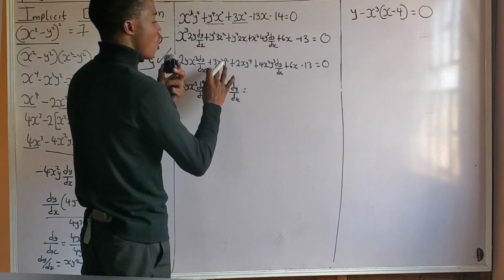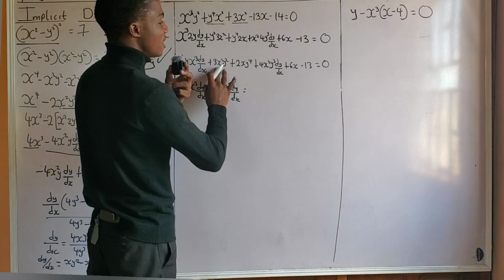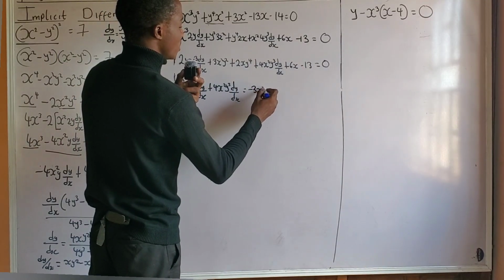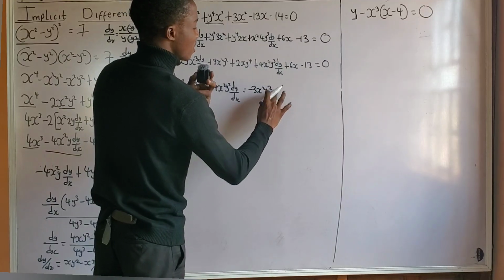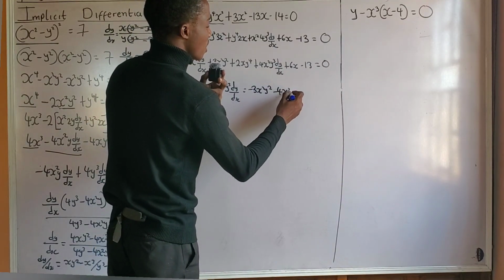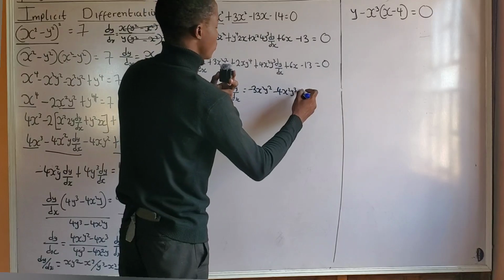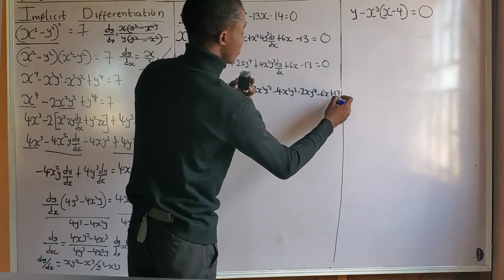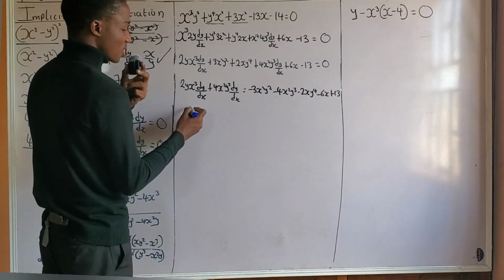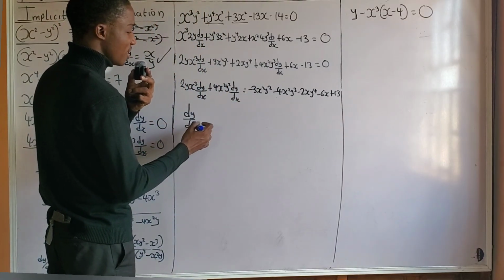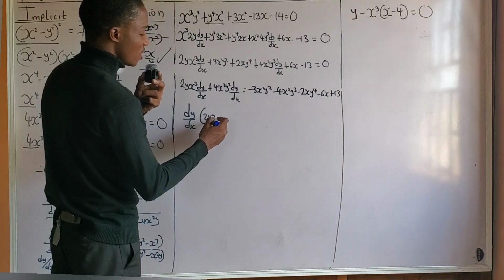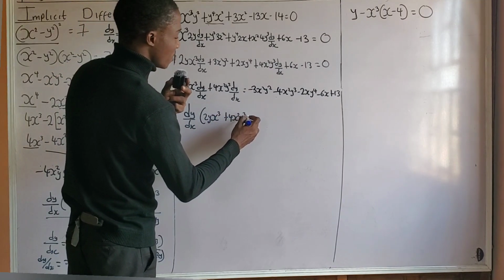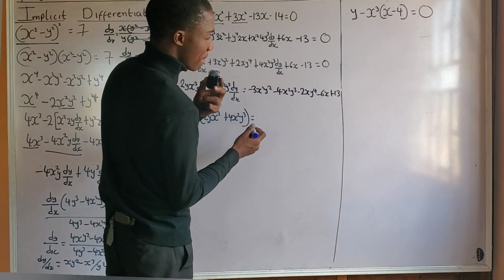This will be equal to, now all this, move it to the right hand side of the equation. I'm going to have negative 3x squared y squared minus 4x squared y raised to the power of 3 minus 2xy raised to the power of 4 minus 6x plus 13. Okay, so for this, factorize dy dx: dy over dx multiplied by 2yx raised to the power of 3 plus 4x squared y raised to the power of 3. This will be equal to now.